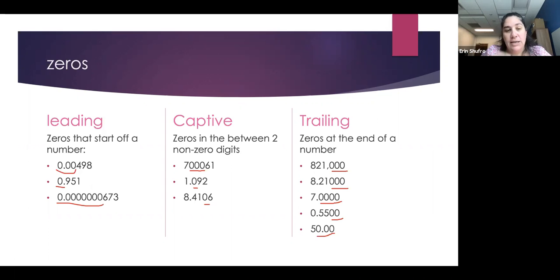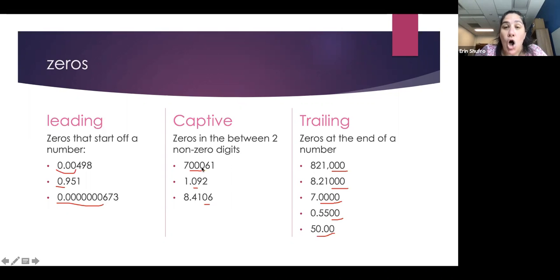Okay. The next number, 0.951. Okay, the zero is a leading zero and does not count. So the 9, 5, and 1 are the only numbers that count. That means there are three figures of significance. Okay, same thing for this last number, 0.00000, right? None of those zeros count, only the 6, the 7, and the 3. So there are three significant figures in that measurement.